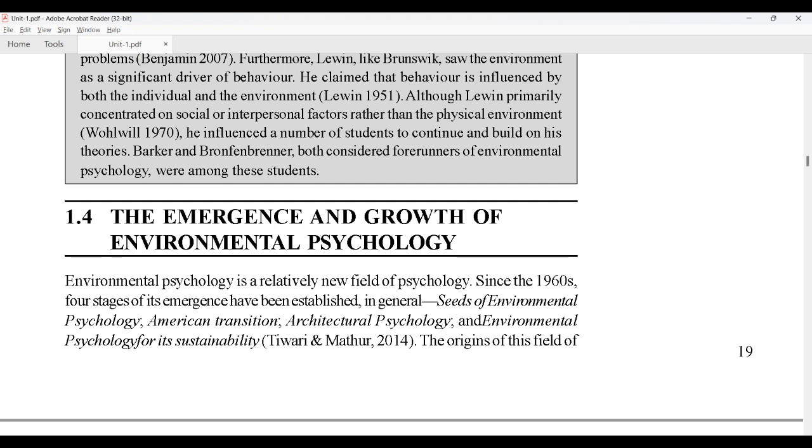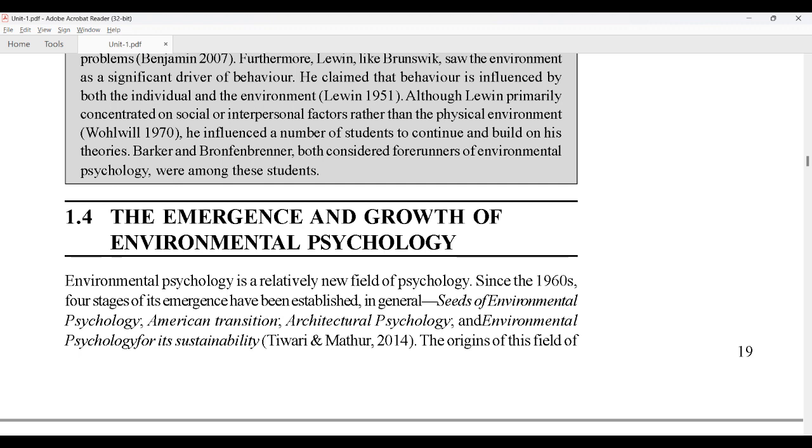He claimed that behavior is influenced by both the individual and the environment. Although Lewin primarily concentrated on social or interpersonal factors rather than the physical environment, he influenced a number of students to continue and build on his theories. Barker and Bronfenbrenner, both considered forerunners of environmental psychology, were among these students.